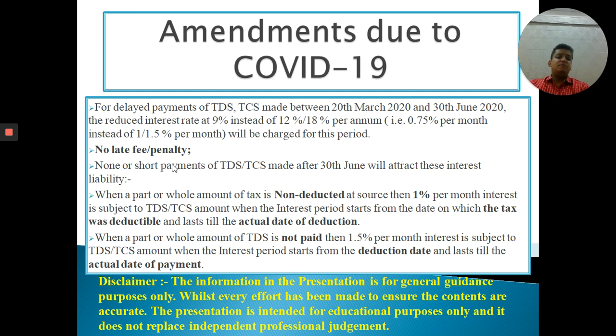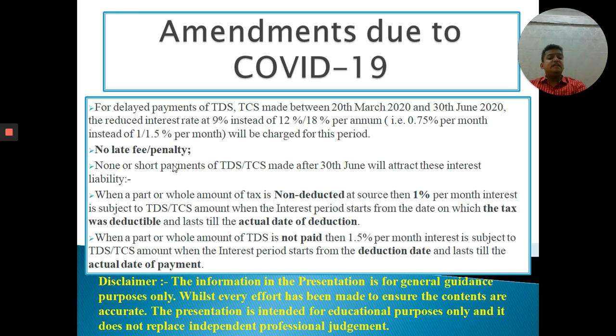वही यहाँ पर हमें थोड़ा रिलैक्सेशन दिया गया है. अगर 20th मार्च और 30th जून के बीच में हम लोग को कोई भी टीडीएस डिडक्ट करना था, पे करना था, देन हमें उसमें इंटरेस्ट लगेगा अब 9% इंस्टेड ऑफ 12% एंड 18% पर मंथ और पार्ट ऑफ द मंथ. फिर नो लेट फीस लेविएबल इफ रिटर्न इज फाइल लेटली.